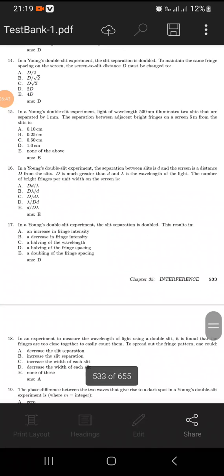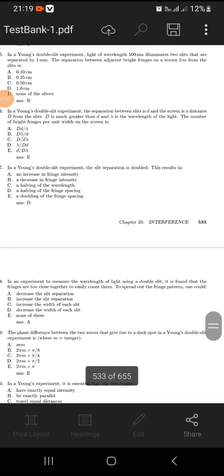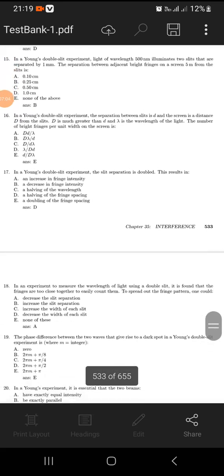In a Young's double slit experiment, the slit separation is doubled. To maintain the same fringe spacing on the screen, the screen to slit distance must be changed to 2D.